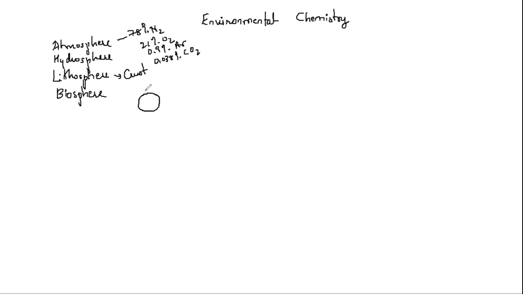Biosphere is what? It is a part of the lithosphere and hydrosphere. See, lithosphere is there, hydrosphere is there, and then atmosphere is there. When all these three combine, you have the union of all this. This is the biosphere, where life exists. So you know all about this. Fine. Then coming to the atmosphere.